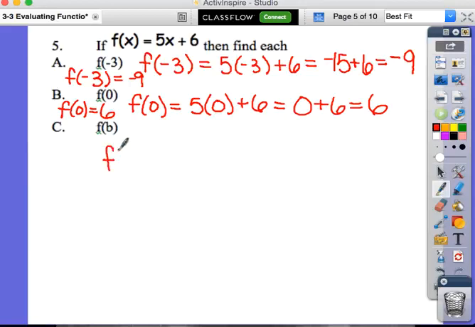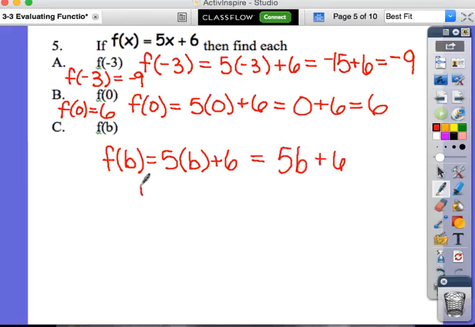F of b is equal to 5 times b plus 6. Well, how do you write 5 times b? 5b plus 6. So that is just f of b is equal to 5b plus 6. There's nothing to do there. So it's just like the sequences. You just plug it in. The first part just says, hey, this is what I'm plugging in. Exactly.